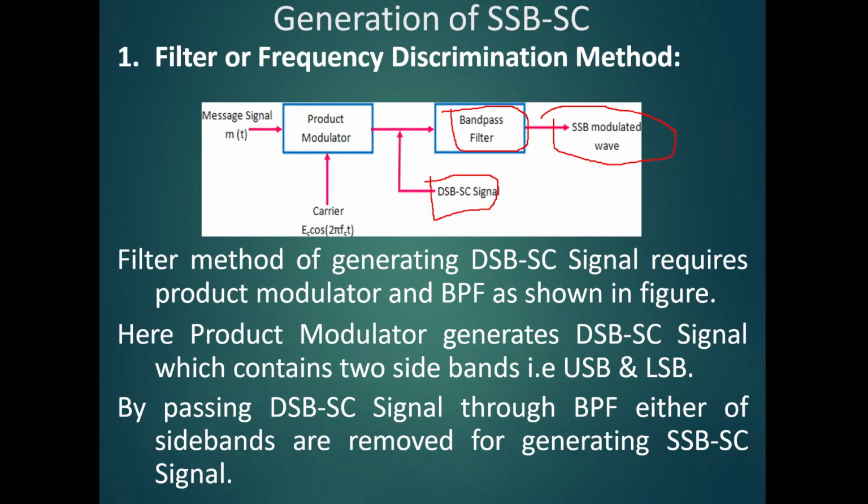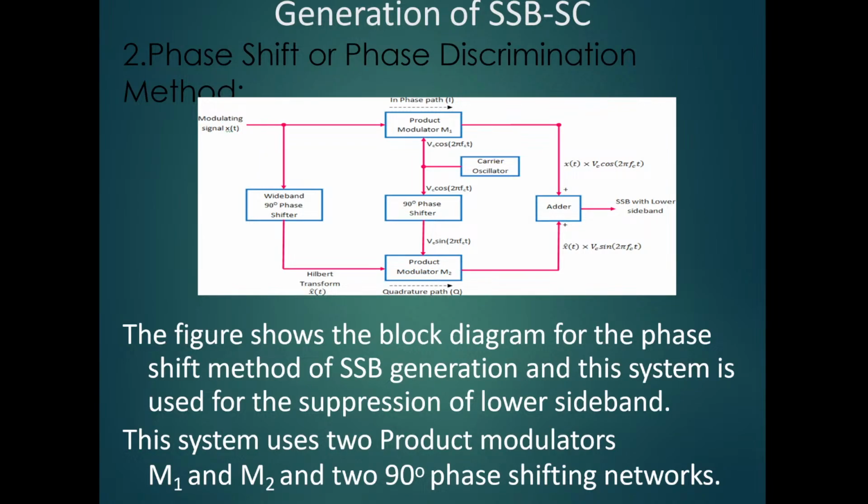Next is the phase method, or the phase shift method. In this case, two product modulators are being used. In the first product modulator, the input is x of t. In the second product modulator, a 90-degree phase shift is applied to the original signal x of t, and it is fed as the input to product modulator 2.